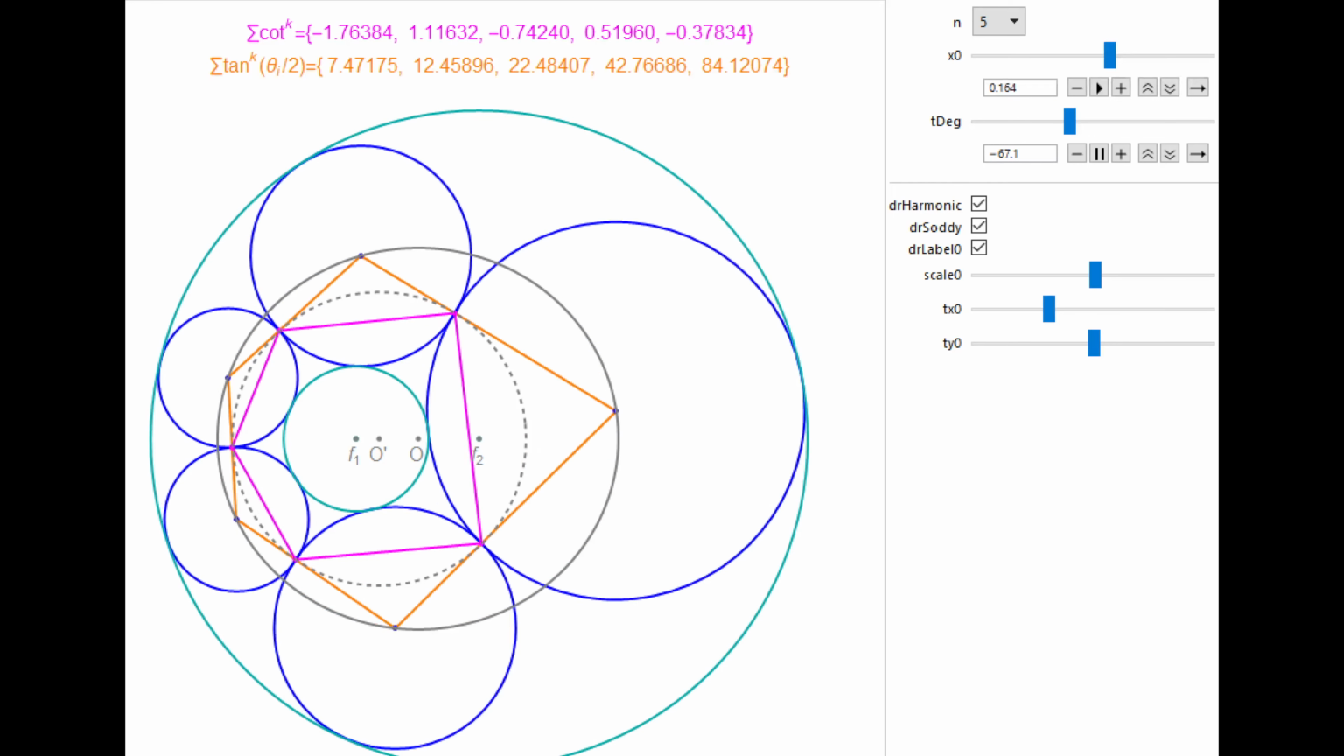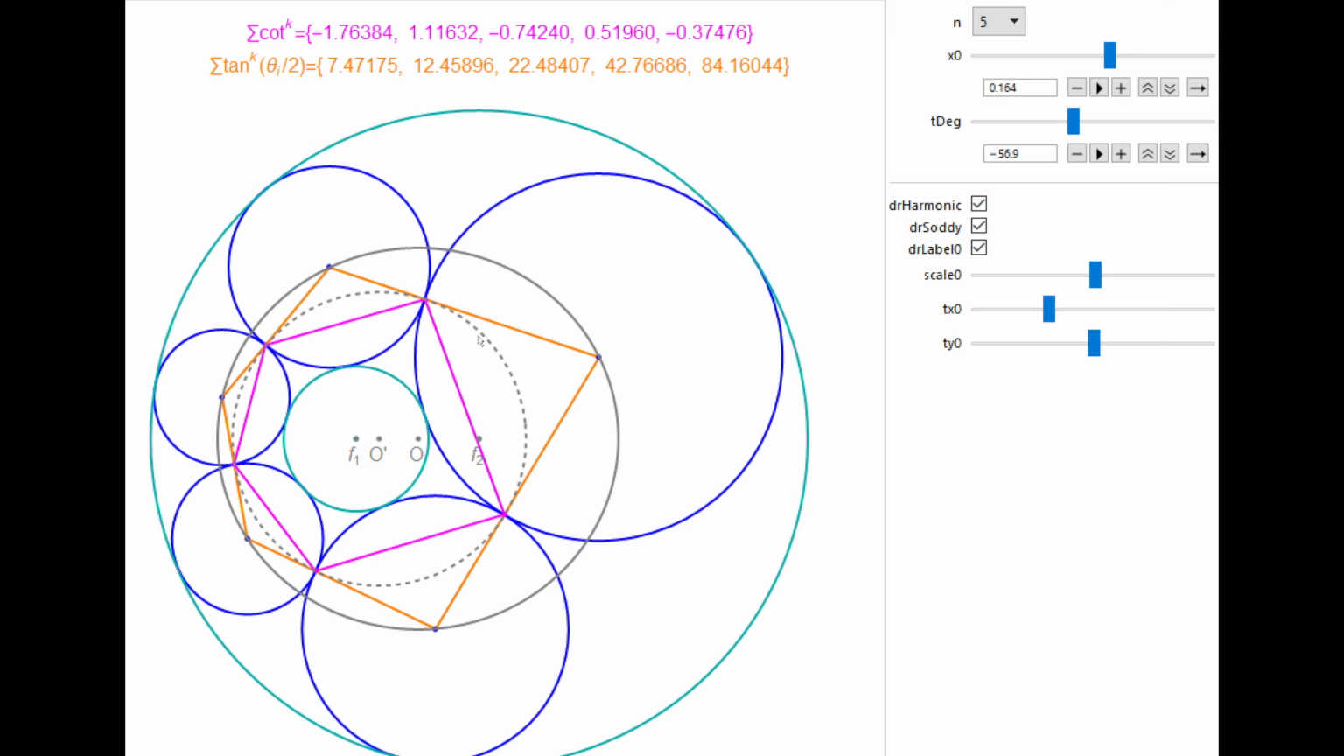And then, of course, we've mentioned that there are these two interesting families. There's a harmonic magenta family, which conserves the sum of cotangents to the power of k, where k is less than n. And we have this other orange family connecting the centers of the circles in the Steiner chain, which conserves the sum of half tangents to the k for k less than n. I think that's basically it.